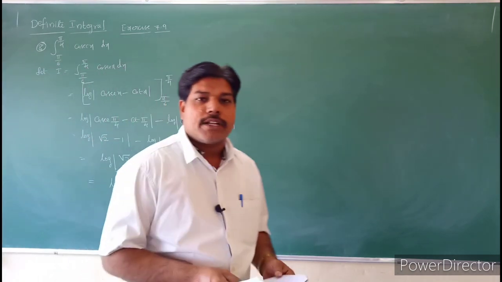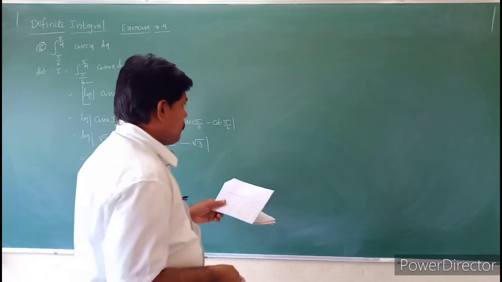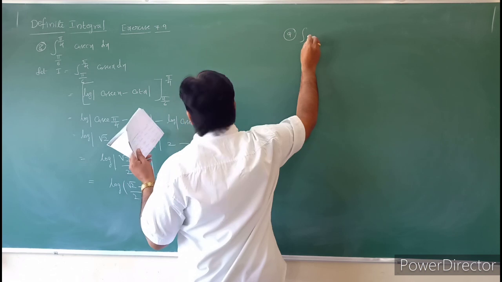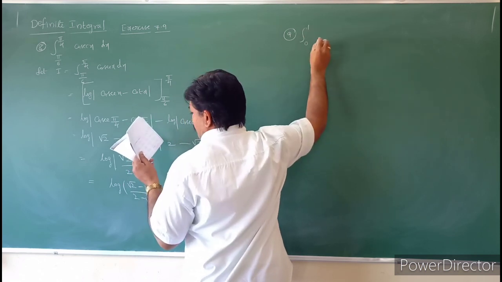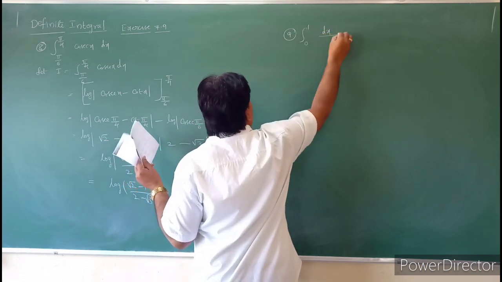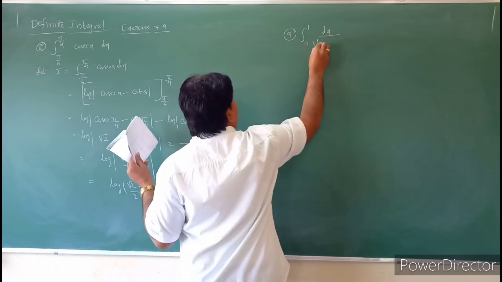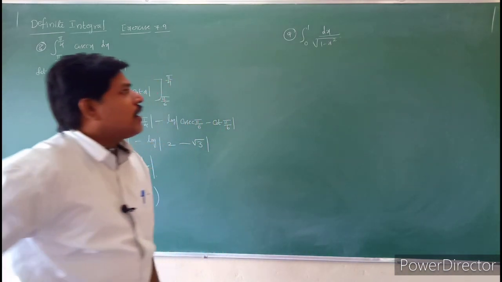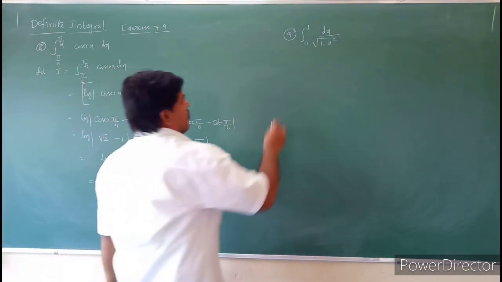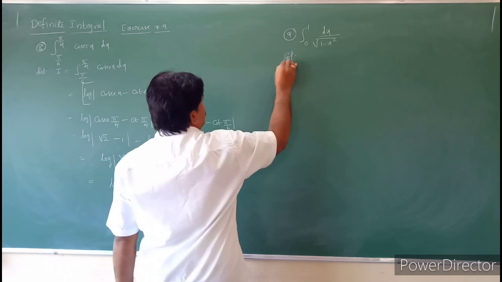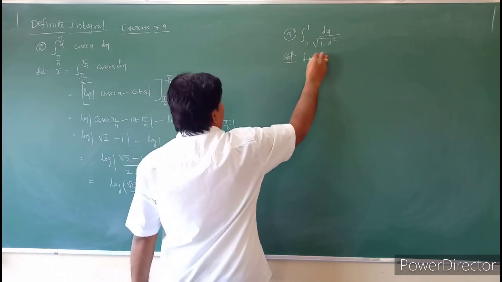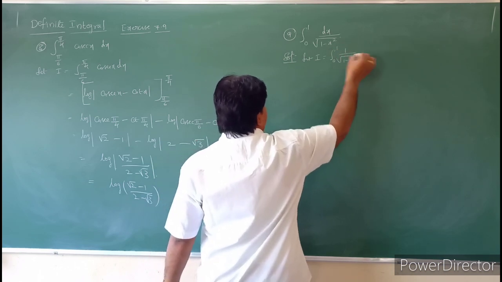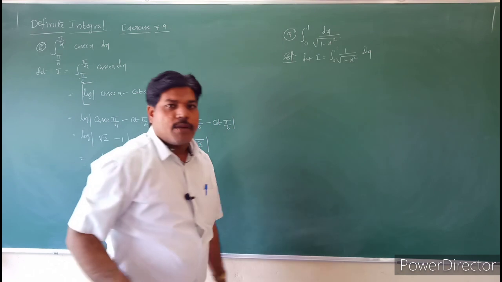So see the next question, question number 9. What is question number 9? Integral 0 to 1 dx by root of 1 minus x square. So what is this question, students? So let I be equal to integral 0 to 1 of 1 by root of 1 minus x square dx. All these are fundamental questions, okay?